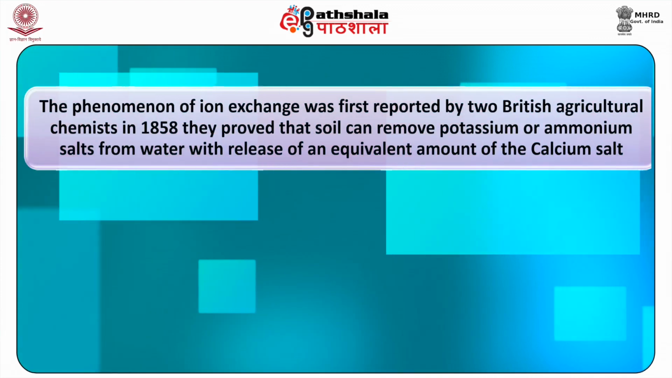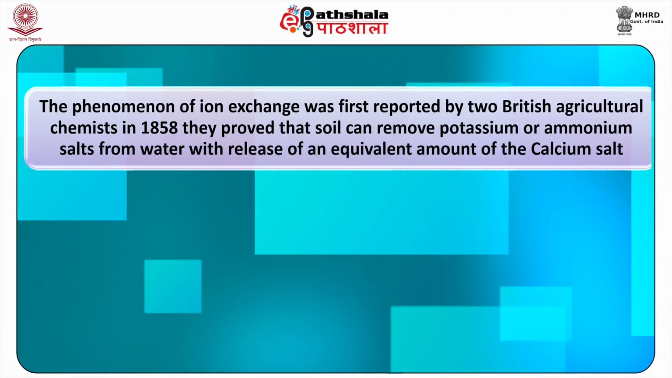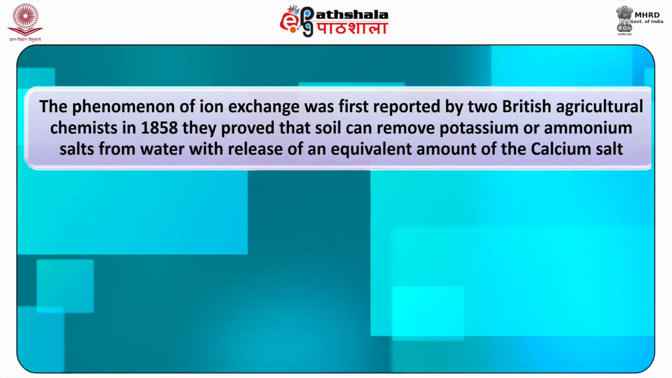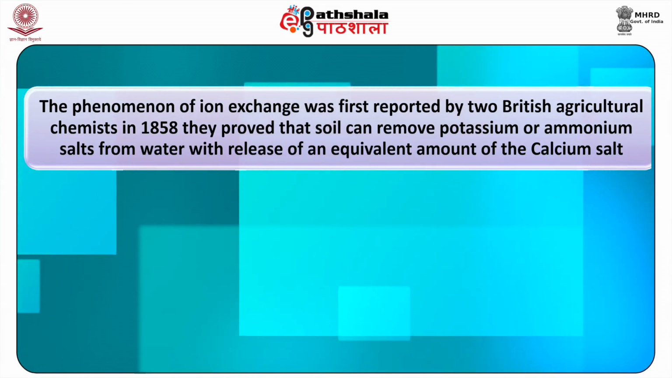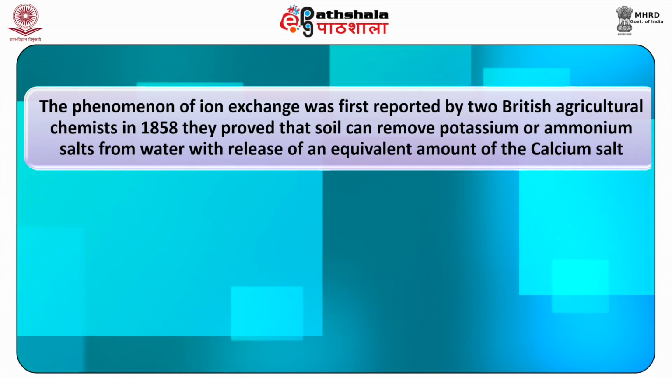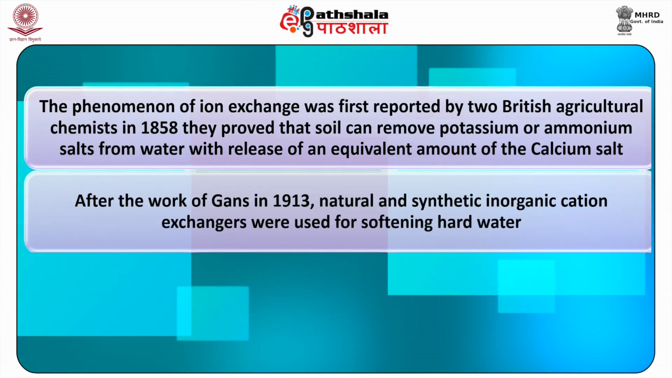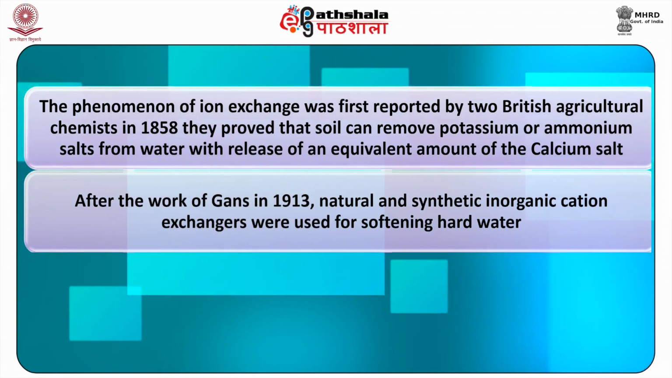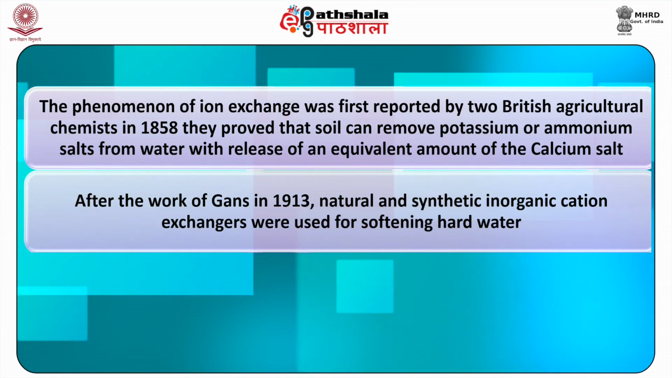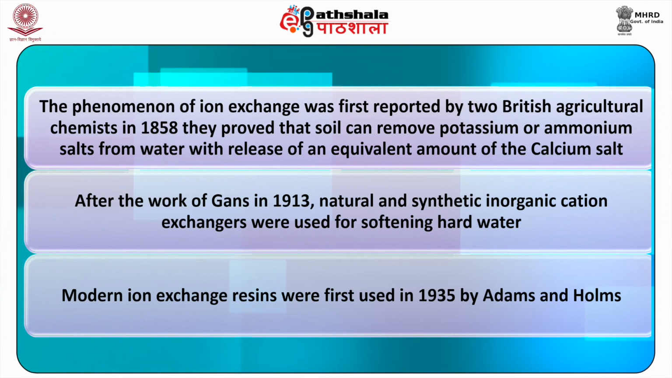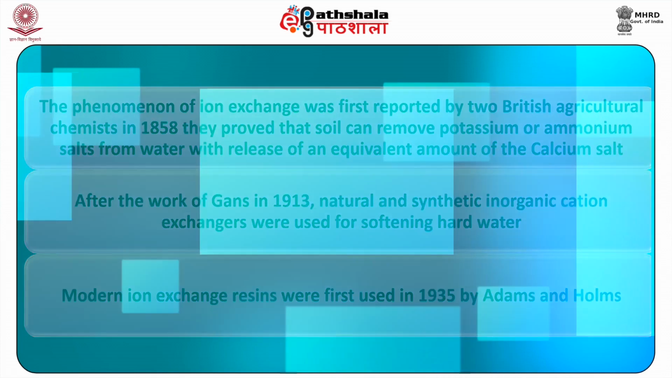The phenomenon of ion exchange was first reported by two British agricultural chemists. In 1858, they proved that soil can remove potassium or ammonium salts from water with the release of an equivalent amount of calcium salt. After the work of Gans in 1913, natural and synthetic inorganic cation exchangers were used for softening hard water. Modern ion exchange resins were used first in 1935 by Adams and Holmes.